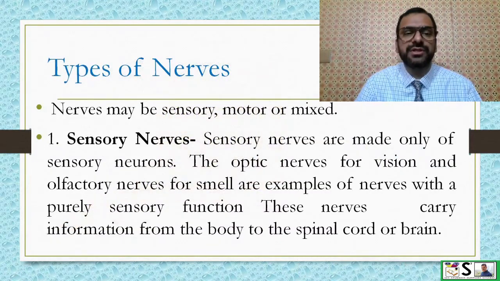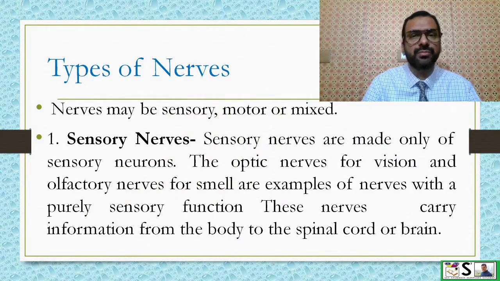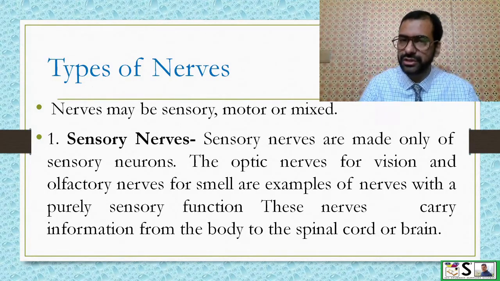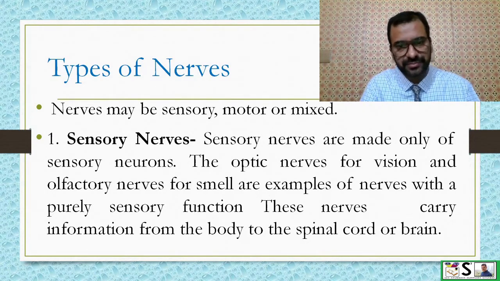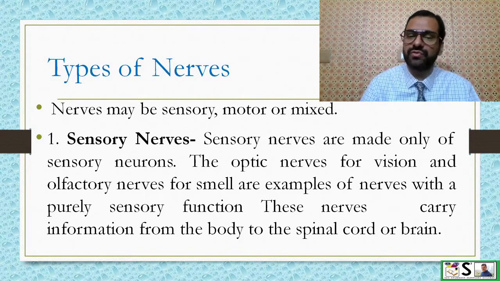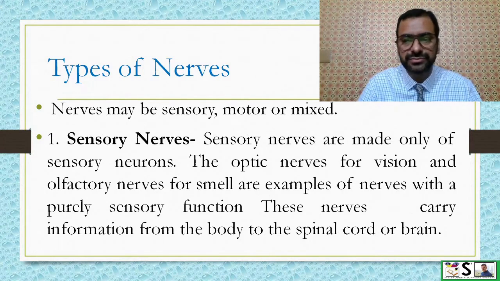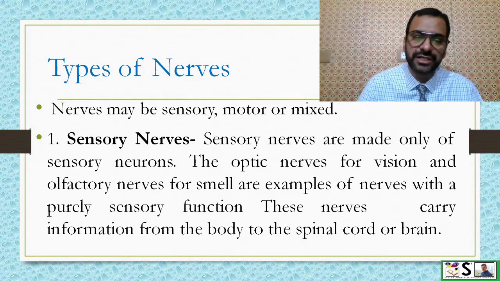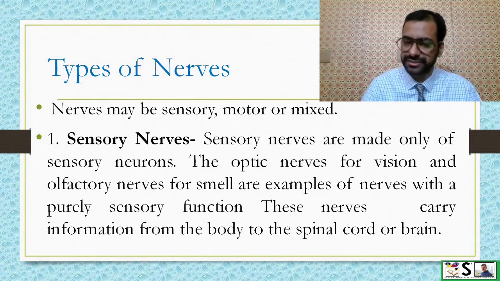Types of nerves. Nerves may be of three types: sensory nerve, motor nerve, or mixed nerve. Sensory nerves are made up of only sensory neurons, meaning all the neurons which make the nerve are sensory. The optic nerve for vision and olfactory nerve for smell are examples of nerves with purely sensory functions. These nerves carry information from the body to the spinal cord or brain.